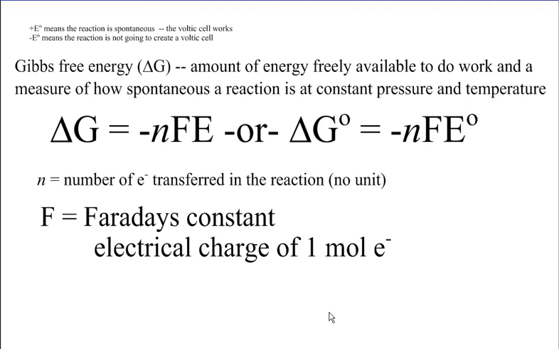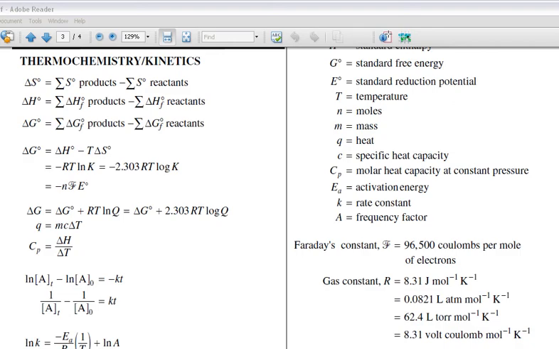F stands for Faraday's constant, and that's the electrical charge of 1 mole of electrons. And don't worry, you don't need to memorize it. It's given to you on your AP given sheet. If you look under electrochemistry, thermochemistry and kinetics, right next to it we have all of these constants given to us. Faraday's constant, right there. Very nice. It's 96,500 coulombs per mole of electrons.